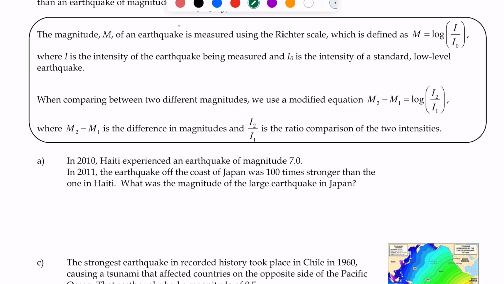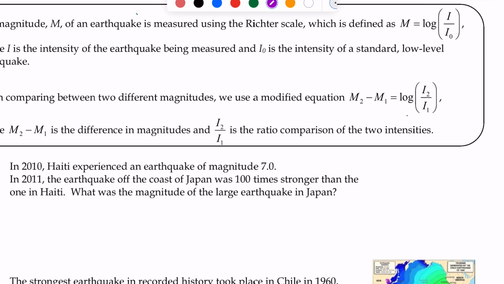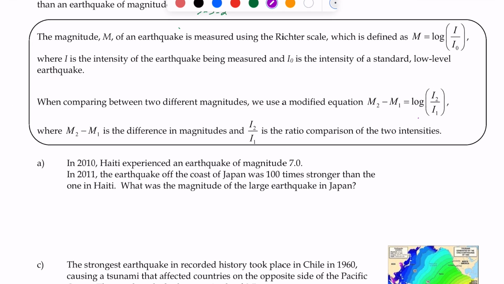And you notice the main difference is that this reference point right here is eliminated in the second equation. In the second equation, we're comparing the intensity of one earthquake to the intensity of another earthquake. And the log of that intensity ratio is really just equal to their magnitudes subtracted from each other. So that's a lot of talking. Let's just see an example and it will make a lot more sense, okay?